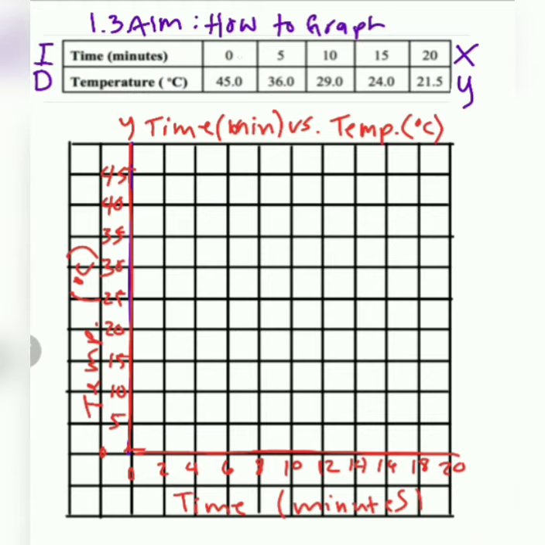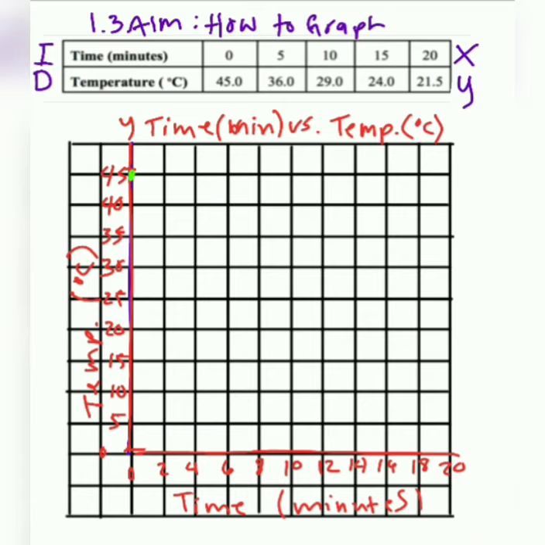0 minutes and 45 degrees Celsius. So I have 0 minutes here and 45 degrees Celsius there. I'm going to put a dot. Ooh, I erased it. I'm going to put a dot on the line to mark my data. Always use a pencil in case you put anything in the wrong place.